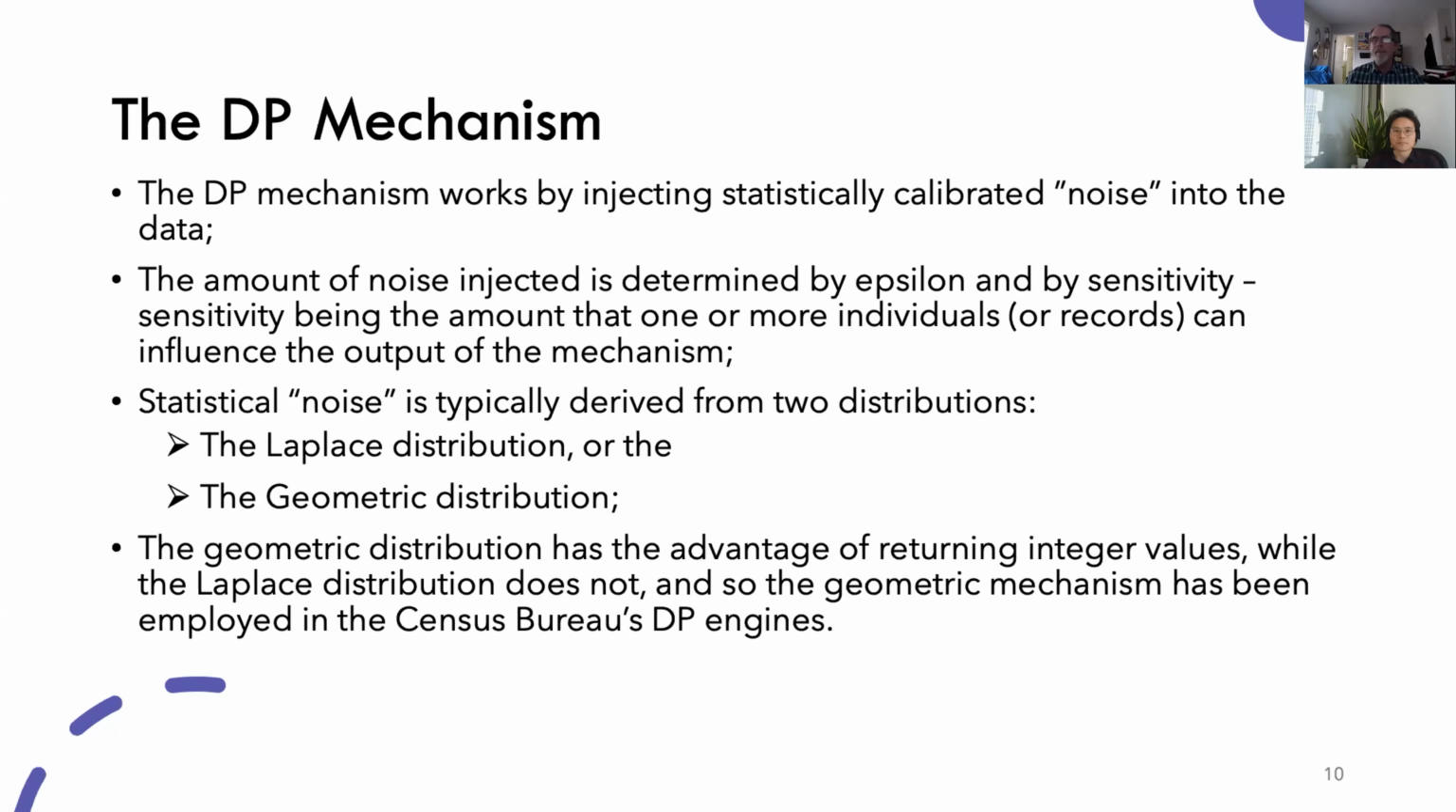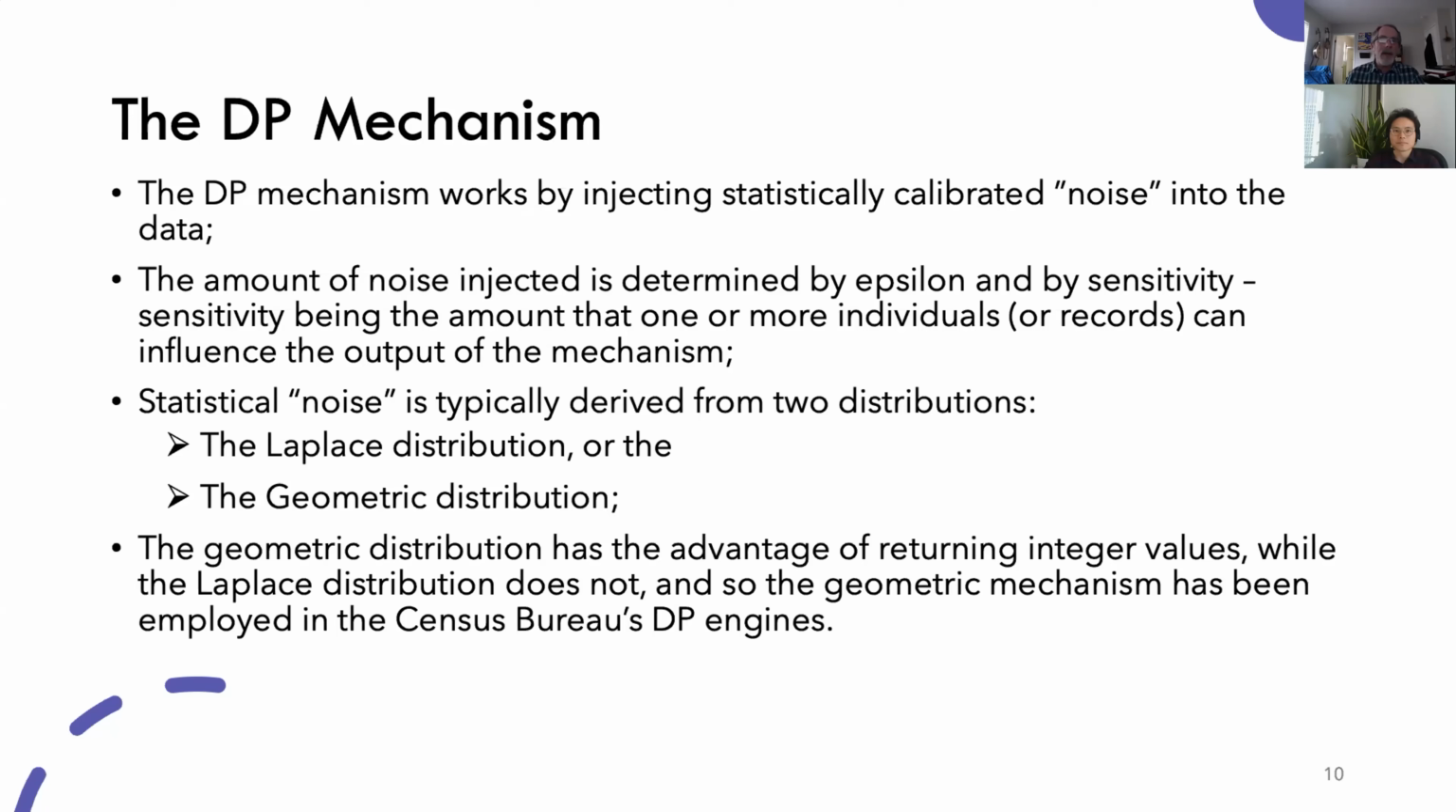Sensitivity is the amount that one or more individuals or records can influence the output of a particular DP mechanism. Normally a count query, which is what the Census Bureau proposes to run on the 2020 census data set, is pretty much a count query. So you're looking at a sensitivity of 1. Sensitivity, however, changes depending on the type of query.